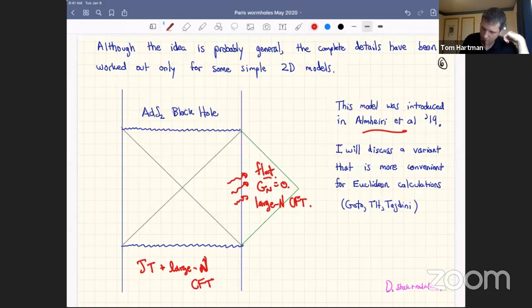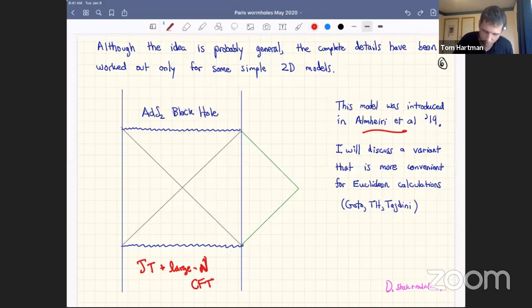Now, I'm going to discuss a variant of this calculation that they did that's more convenient for the Euclidean calculations that I want to describe. We want to form a black hole and then let it evaporate. The way that we're going to do that is by sending in a shock wave from the flat space region. Then we let the black hole evaporate, and then we collect the Hawking radiation and calculate the entropy.